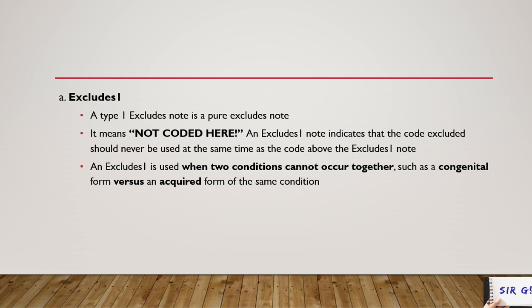Like congenital valvular or congenital heart defects, and that condition may also be an acquired condition. The two conditions cannot occur together. There is no possibility that those conditions occur together, so you cannot code them together. That's the definition of excludes 1: they cannot occur together, so you cannot code them together. My keyword here for excludes 1 is never coded together.